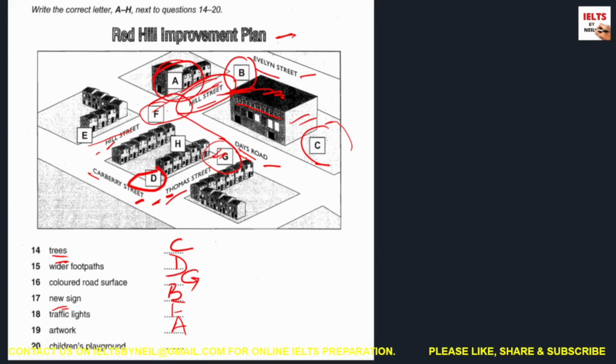Okay, children's playground will be built at the other end of Hill Street, at the intersection of Carberry Street. So Hill Street is this one here, and Carberry Street this one here. So this is the playground, the junction of these two streets. So this one would be E.